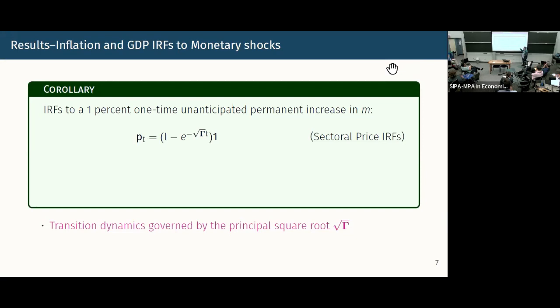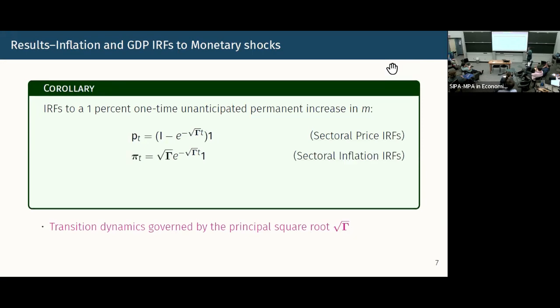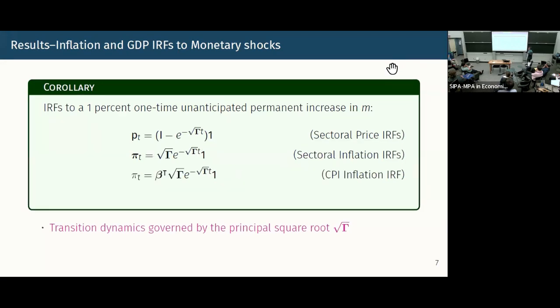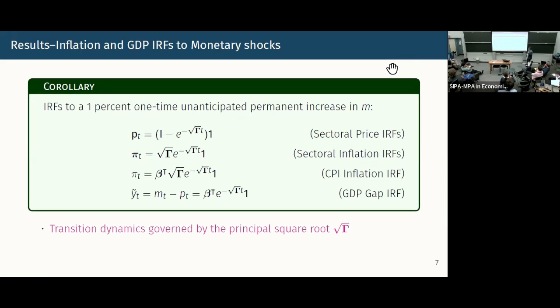But to summarize, the persistence of the sectoral prices in this economy is determined by the square root of this duration adjusted Leontief matrix. So then from this, we can take the derivative, get to inflation, multiply it by expenditure shares, get to the CPI inflation. And then once we know inflation, we can calculate the GDP gap as a function of that. Because prices are determined by the square root of gamma, all of these other objects are also going to be captured by that.